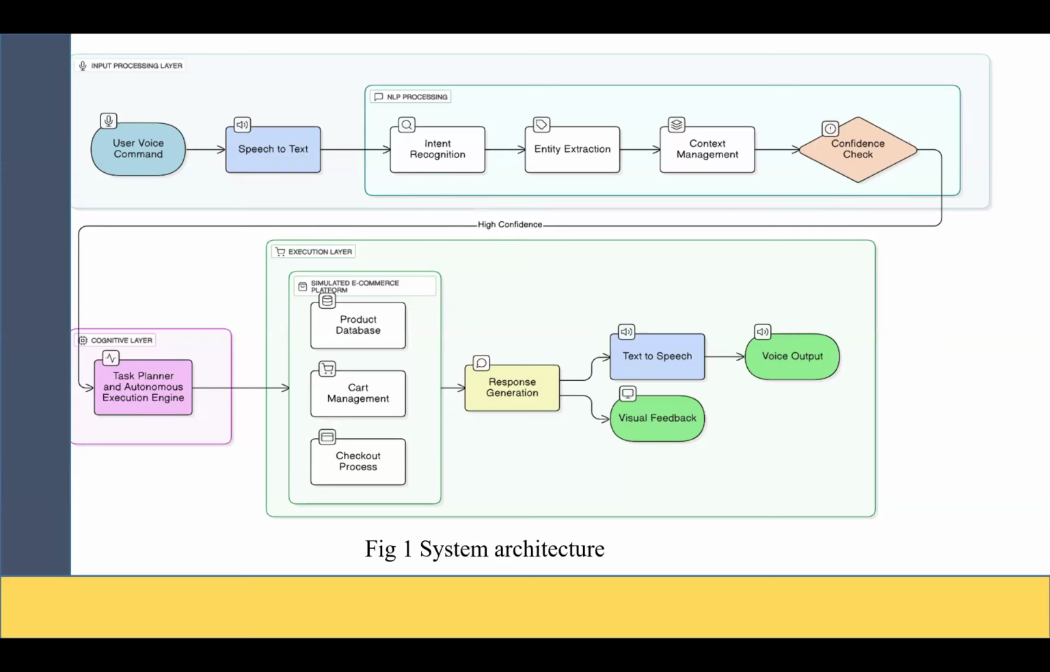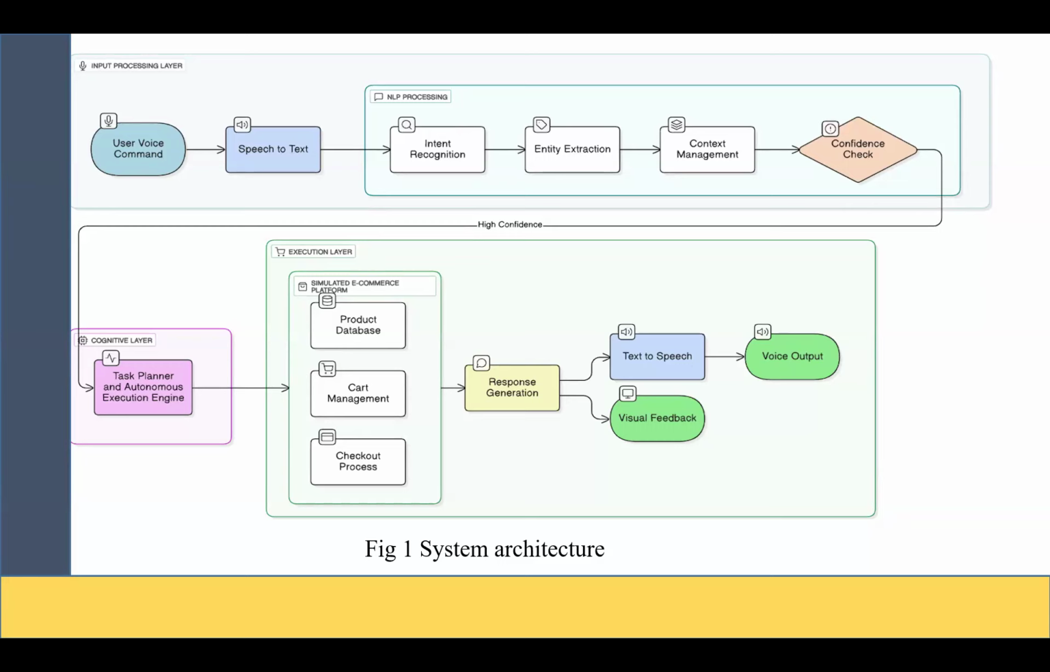Then comes the NLP processing layer, which consists of four blocks: intent recognition, entity extraction, context management, and the confidence check. The converted text is passed to the RASA NLU where the natural language processing takes place. NLP is responsible for understanding the user's request, and it performs two major tasks: intent classification and entity extraction. Intent classification identifies what the user wants to do, whether it is to search for a product, add to cart, order, or something else, depending on the user's request.